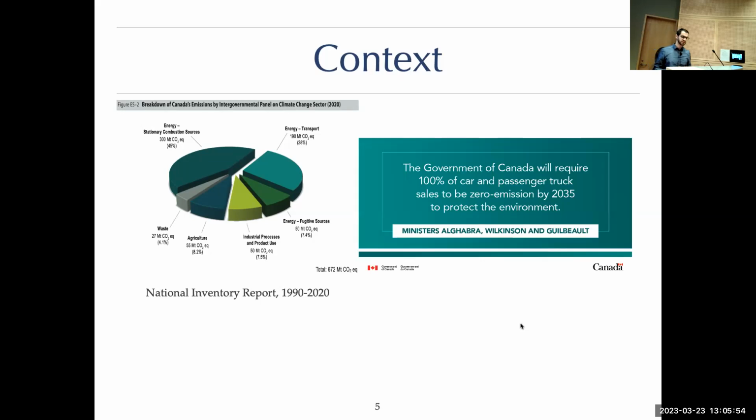So in response to this, the government of Canada has taken what they call a whole-of-government approach, which involves several ministers and their respective ministries, to set up a zero emissions vehicle mandate. It says that 100% of cars and passenger trucks by the year 2035 have to be zero emissions vehicles, or ZEVs. In the context of Canada, that's basically electric vehicles.